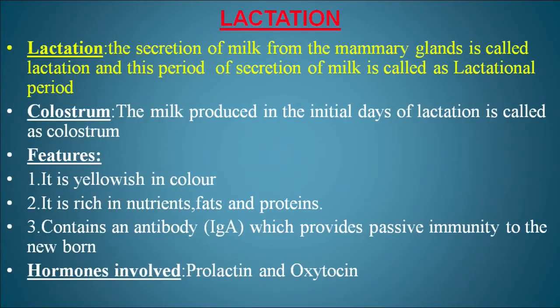Lactation. The secretion of milk from the mammary glands is called lactation, and this period of secretion of milk is called the lactational period. What is colostrum? The milk produced in the initial days of lactation is called colostrum, and it is yellowish in color, rich in nutrients, fats and proteins, and contains an antibody, IgA, which provides passive immunity to the newborn. The hormones involved in lactation are prolactin and oxytocin. Prolactin is released by the placenta and oxytocin by the posterior pituitary.